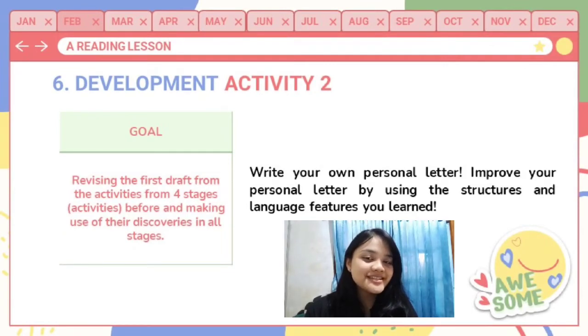This is the last stage of a reading lesson. In this stage, I want the students to use the discoveries that they found in all the stages before. It means that I want the students to produce their own personal letter. They could write it to their family or their friends, to their cousins or their pen friends. I want the students to improve their personal letter by using the structures and the language features that they have learned before.